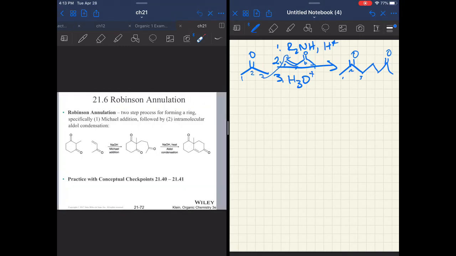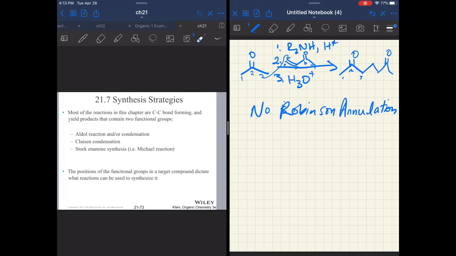You are not responsible for Robinson annulation. So you can know Robinson, what it is: it's an intermolecular Michael addition. For intramolecular problems, I'm going to stick with aldol and Claisen condensations. So no Robinson annulation. So we'll keep going. And this brings us to the end of the chapter.